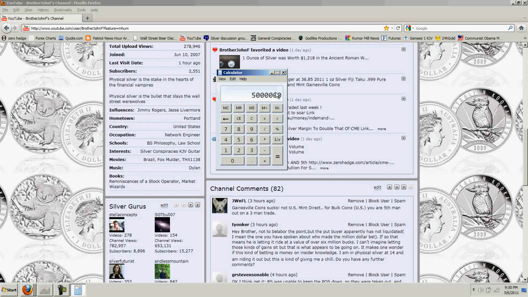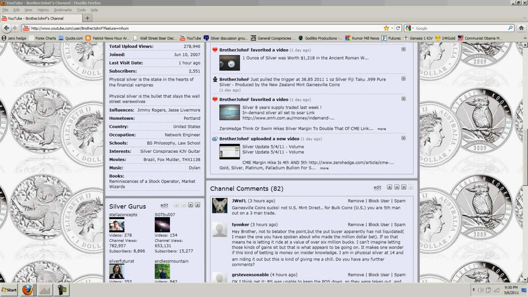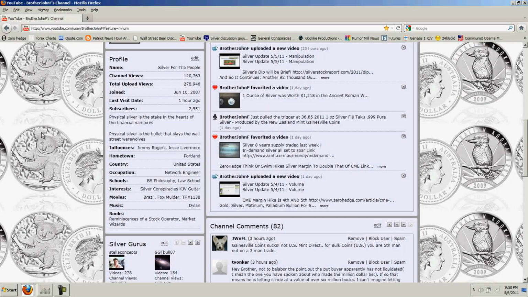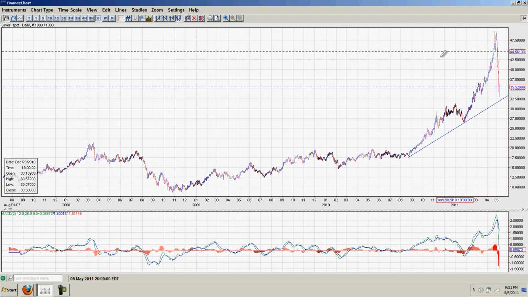So it's not a joke, it's not a game. These people, the little guys, I've repeatedly said this, this is David versus Goliath. It is physical silver, and it's the stake in the heart of the financial vampires. It is the bullet that slays the Wall Street werewolves. It is the battle of the little guy against the big corrupt guys, and it's a battle that can be won just by buying physical silver and ignoring this paper price.